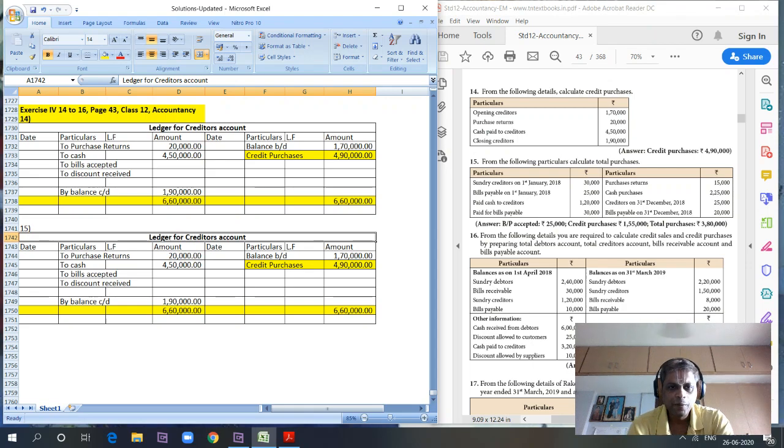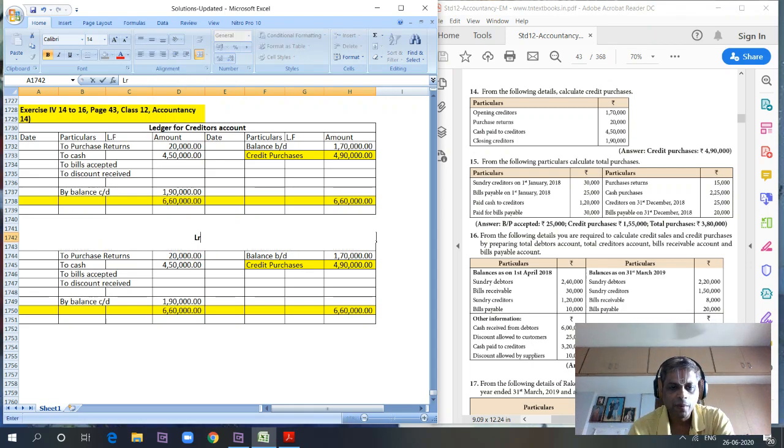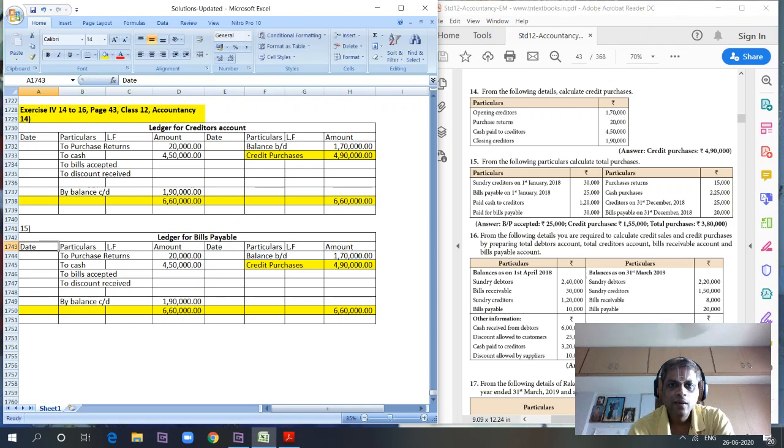So, we have bills payable. First, as usual, let's prepare the ledger for bills payable, because we have to identify the total bills accepted during the year. For that, we have to prepare the bills payable account before we go into the creditors account.